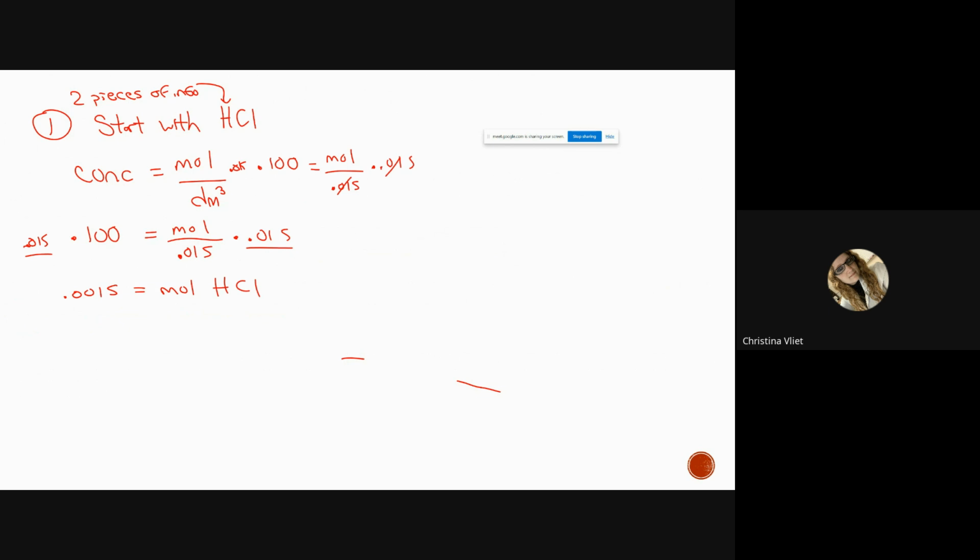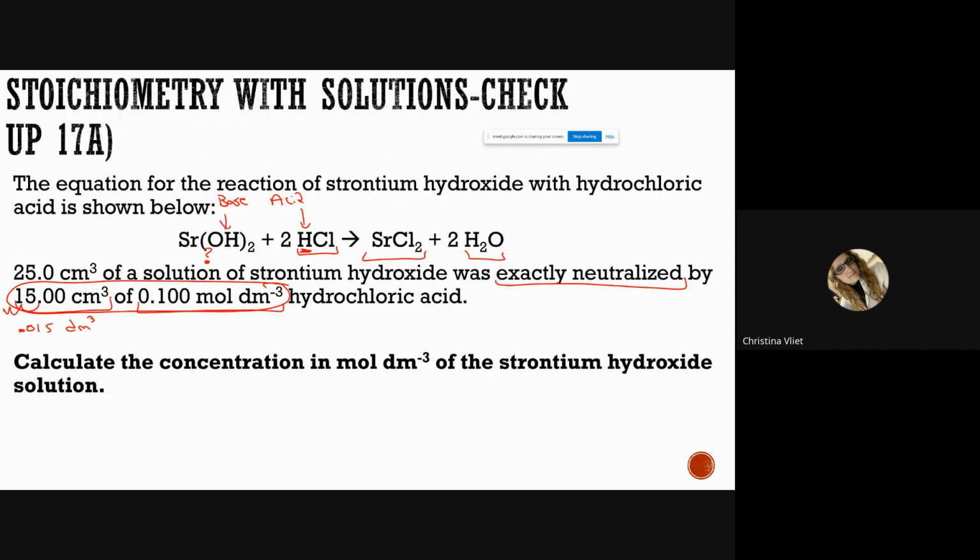At neutralization, you can use the balanced chemical equation. So what can we do now? According to our recipe, 1 mole of strontium hydroxide has to react with 2 moles of hydrochloric acid. So far, so good? 1 for 2. So what we're looking to figure out is the concentration of strontium hydroxide.